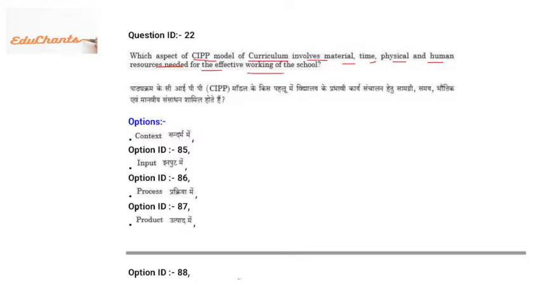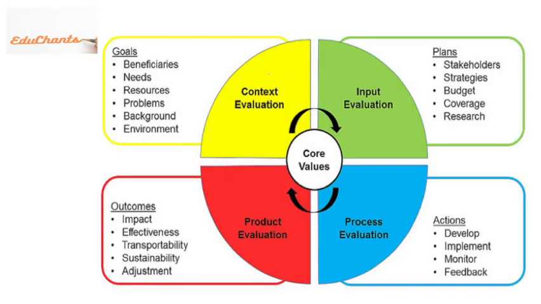Now, first of all, let us understand what the CIPP model is. Context, input, process, then product, right? So what is context? Context means the situation or the environment or the resources where we are working. That means the goals. What are your goals? What is your context? Then input. What type of input do we want to apply or invest? Plans. That means strategies, budget, coverage, research, etc.